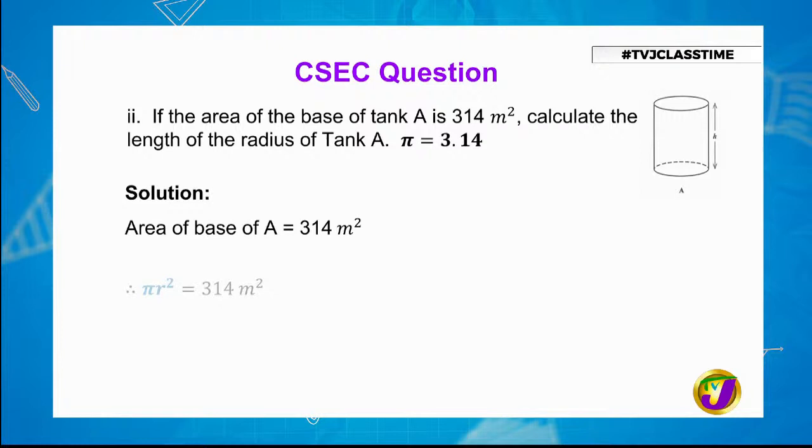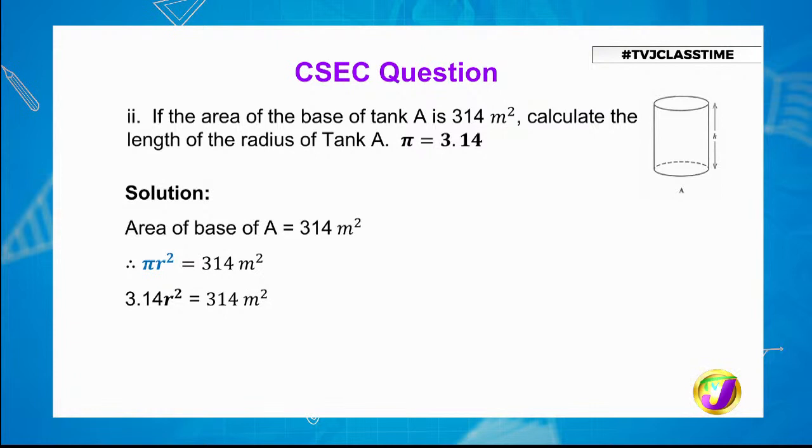So we have been given the area of the base of tank A, which we said is 314 square meters. And we know that this would have been the result of multiplying pi with r squared, right? So pi r squared. We know pi to be 3.14, so let's substitute that. Now we're asked to calculate the length of the radius. So we need r, not true?